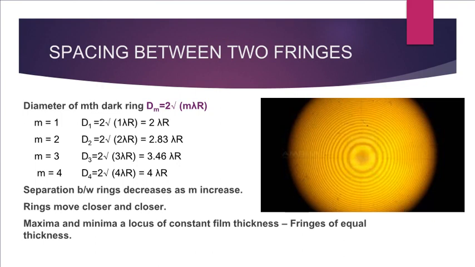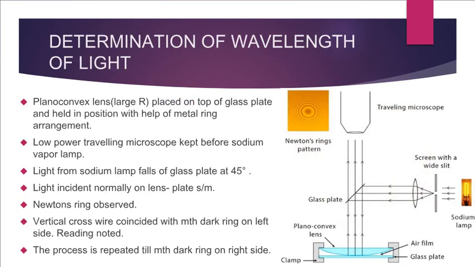Now, we have seen the theory. Now we will see how we do it practically in the lab. Look at the diagram. The experimental setup is shown right there. Take a plain glass plate and place a plano convex lens with its curved surface in contact with the glass plate.